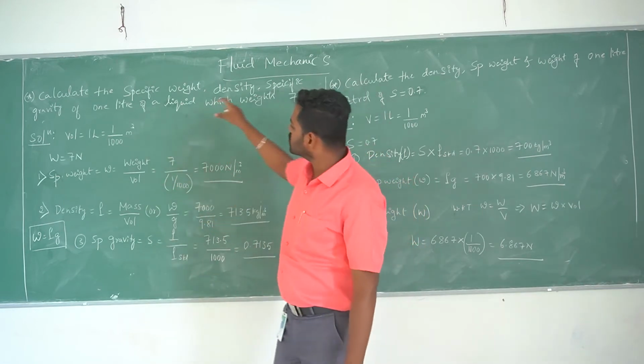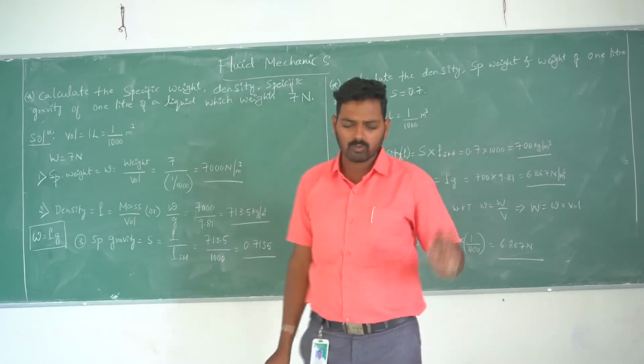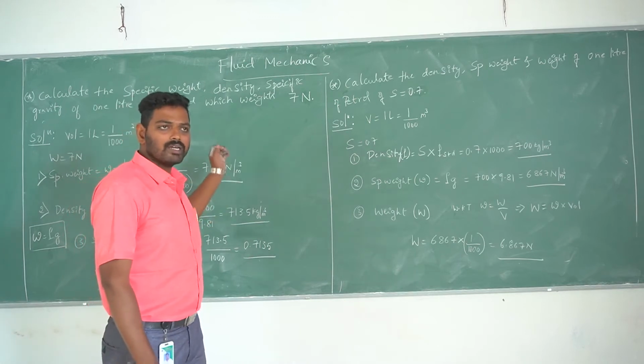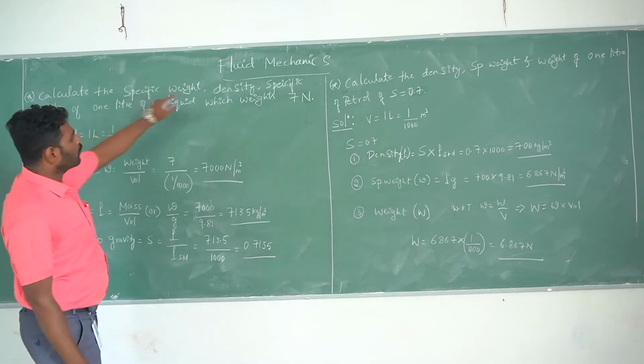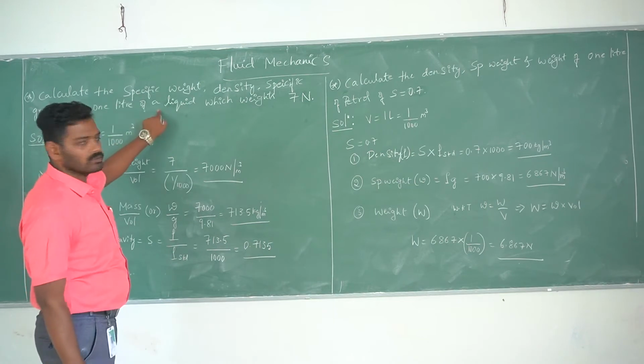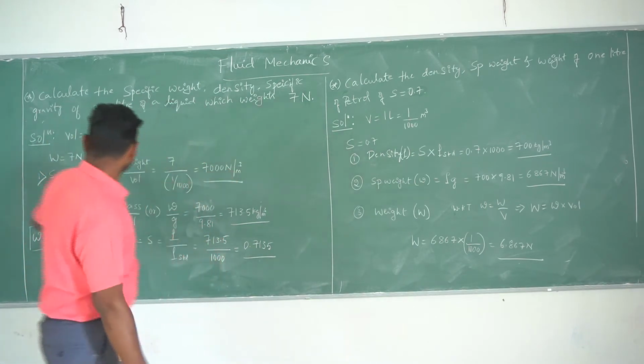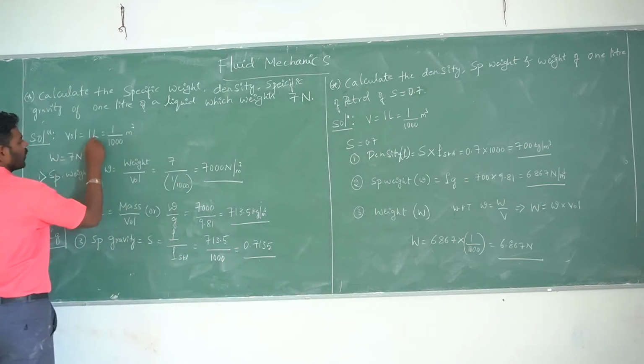And remember, in numericals, whatever they may be, first you write all the given data. So now the first one, 1 liter. 1 liter is the volume that is given, and the weight is given. So we'll just write down that volume is 1 liter.